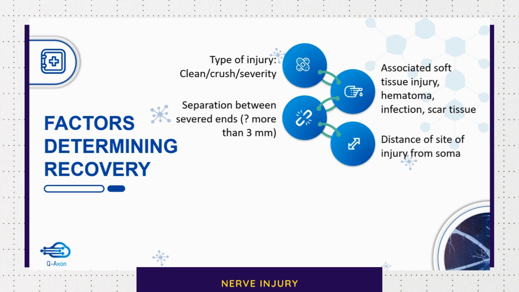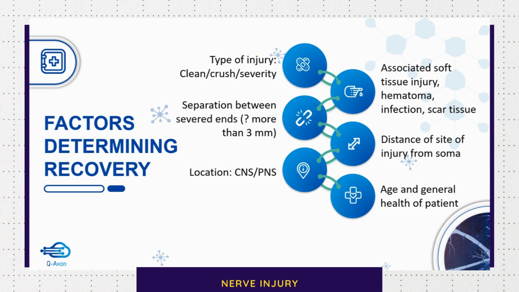Also, the distance of the site of injury from the soma matters. The closer an injury is to the soma, the lesser are the chances of recovery. This is because the soma plays a very important role in the regeneration process. Now, if it is a central nervous system injury, then the prognosis is much poorer when compared to an injury in the peripheral nervous system.